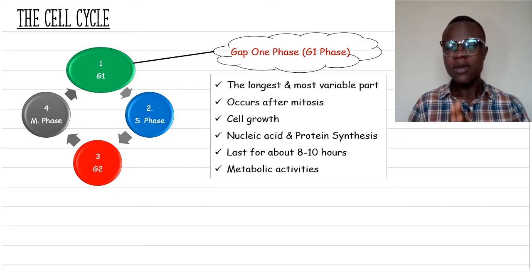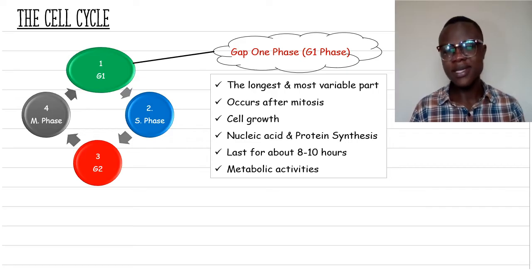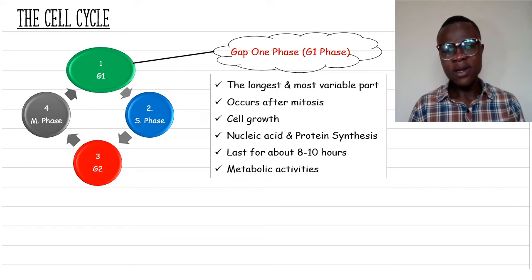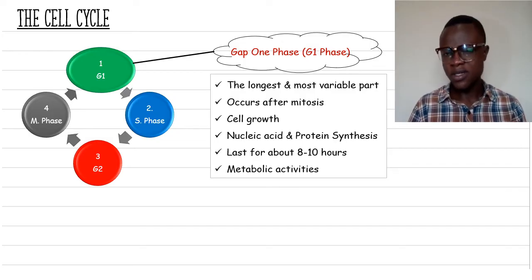What are they? The first thing is this phase is the longest and the most variable part of the cell cycle, meaning for different cells, this phase might be longer and it will have different length of time. The phase immediately occurs after mitosis. The moment you have the cell dividing, the next phase that comes out is the gap 1 phase.